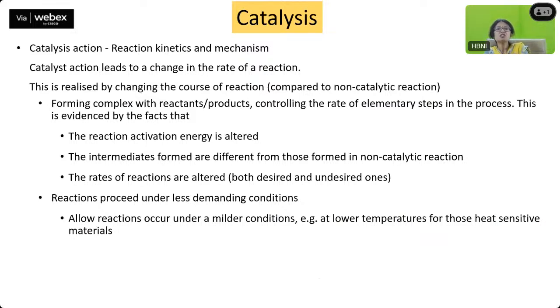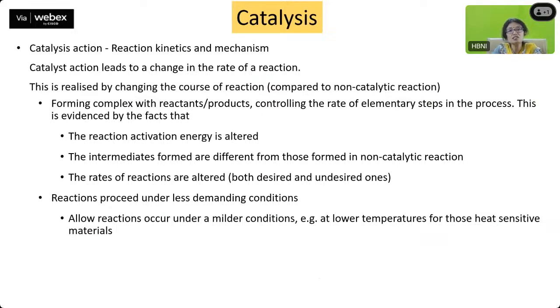So catalyst action leads to a change in the rate of reaction. This is done by forming complexes with the reactants and products, controlling the rate of elementary steps in the process. We can say that it controls the rate of elementary steps because the reaction activation energy gets altered. Intermediates formed are different from those formed in a non-catalyzed reaction. And the rates of the reactions are altered, both the desired as well as the undesired ones.